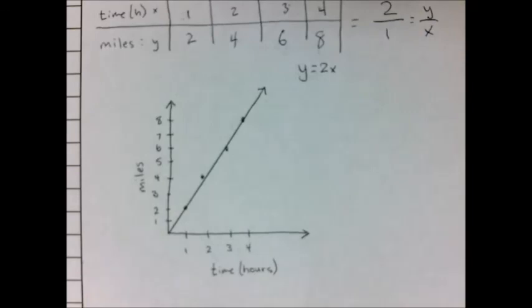That's the graph. So when you're given a word problem, that's really all you need to do is just build a table and then you can make a graph off of it after making the equation.